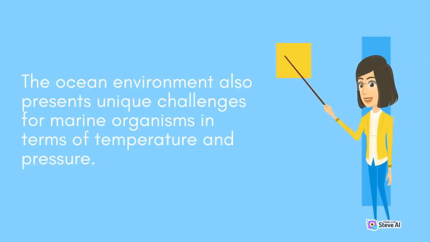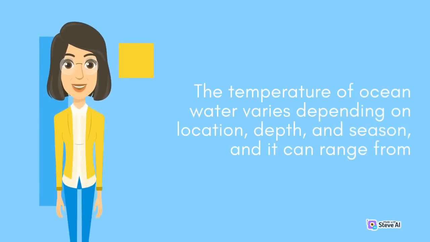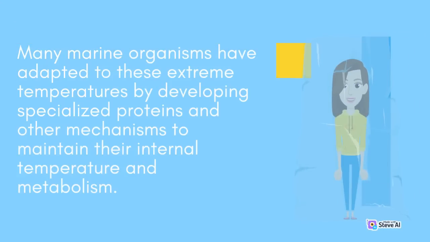The ocean environment also presents unique challenges for marine organisms in terms of temperature and pressure. The temperature of ocean water varies depending on location, depth, and season, and it can range from near freezing temperatures in polar regions to over 100 degrees Fahrenheit in shallow tropical waters. Many marine organisms have adapted to these extreme temperatures by developing specialized proteins and other mechanisms to maintain their internal temperature and metabolism.